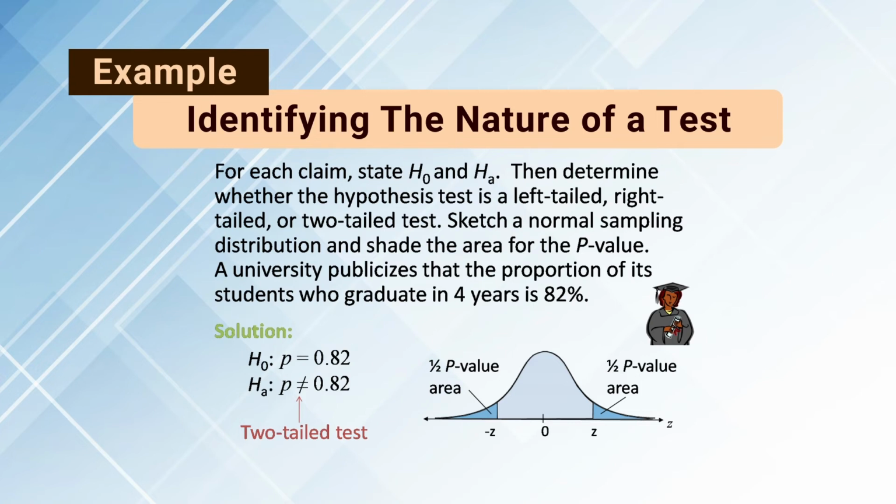So if we talk about the null hypothesis, it is quoted by p equals 0.82, and if we talk about the alternate hypothesis, p is unequal to 0.82. Now this is a two-tailed test because when we plot this, the half p-value area is there at the bottom of the bell-shaped curve, and this is called the left tail and this is called the right tail. So the half p-value area is on both sides. So that is the reason it is called the two-tailed test.